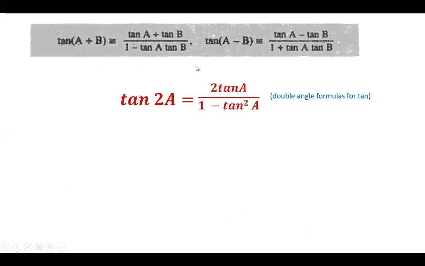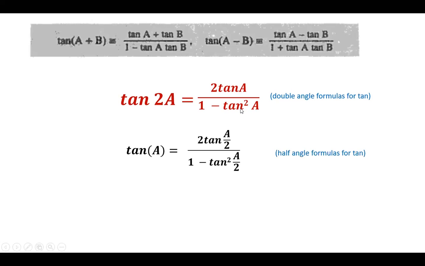the double angle formula for tan is, where there is B you replace it with A, and you get that. You can try it in your spare time. You try to derive that. It's also straightforward. Where there is A, you just replace where there is B here with A, then you get that. The same applies to the half angle formula. You just get the double angle formula and then divide the angles by two. You'll get that as your answer.